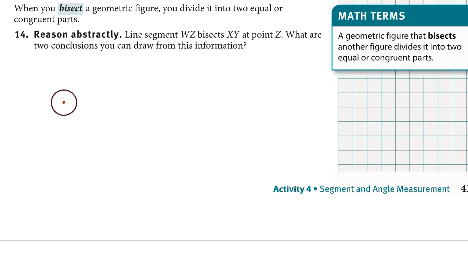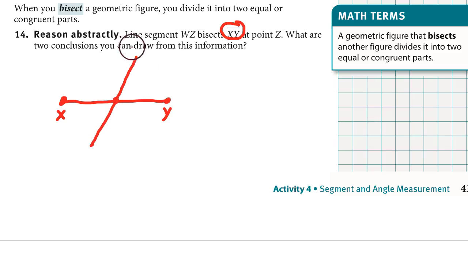So it talks about having segment XY. That's this piece of information. What are we told happens? Line segment WZ bisects it. Bisecting it means go right through the middle. I think that spot right there is exactly in the middle. It doesn't tell us it has to go straight up and down or anything, so I'm going to just draw some random segment that goes through that midpoint and keeps going on the other side.